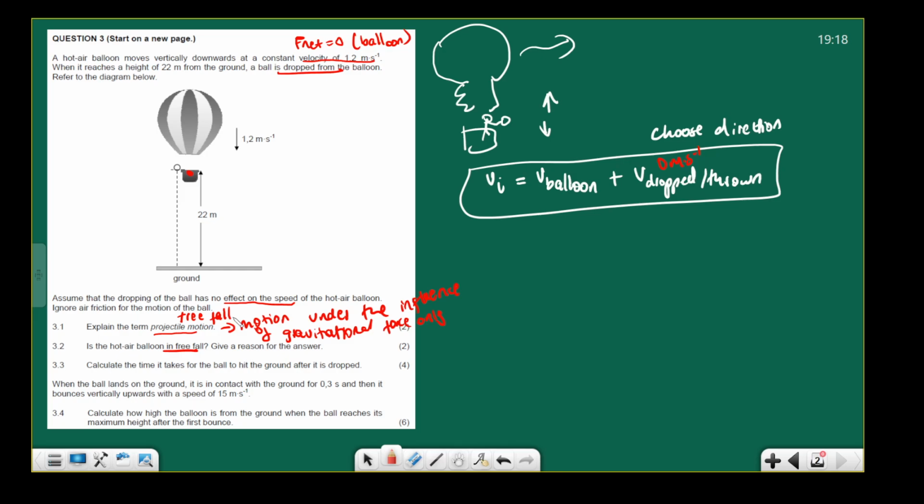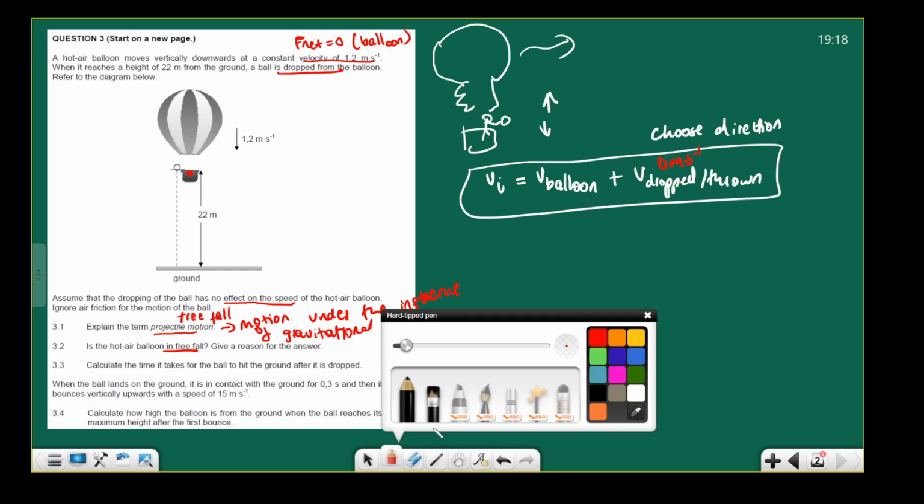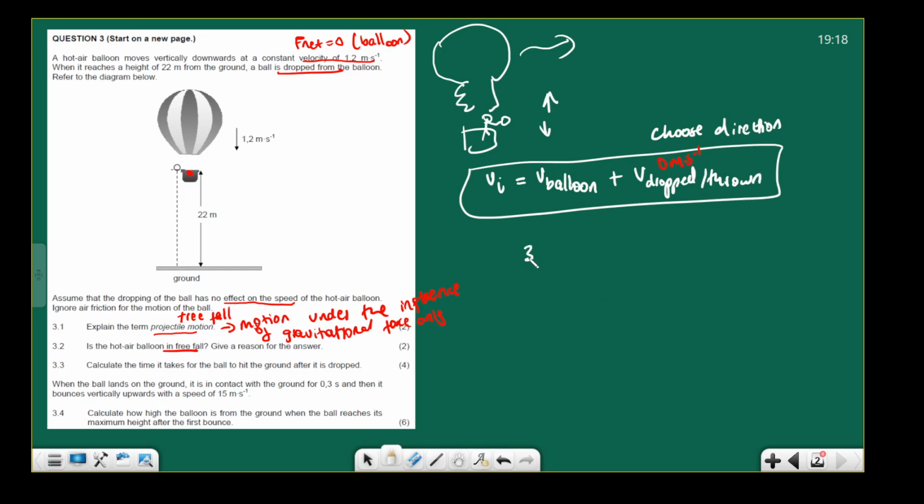Great. So indeed, the hot air balloon is not in free fall. For 3.2 we say no, because the net force on the balloon is equal to 0.